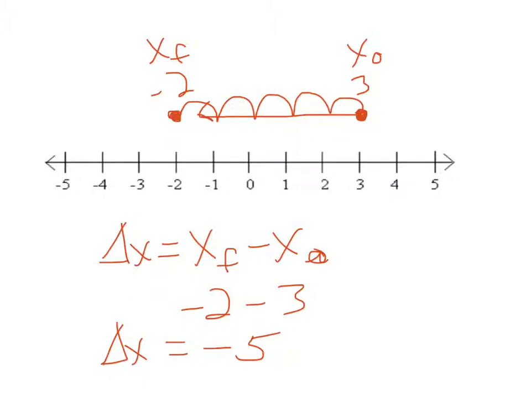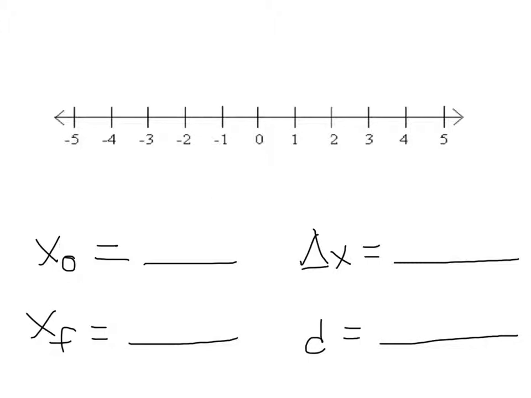The displacement for an object that moves from 3 to negative 2, though, is negative 5. So let's look at a more cohesive example, one that brings in something a little bit new. Here I have a number line set up, and what we're going to try to do is determine, for a simple problem, what was the initial position, what was the final position, what's the displacement, and what distance did this object travel.